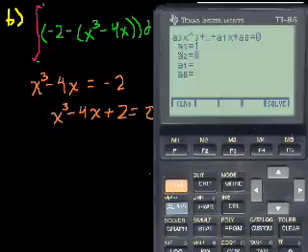Down. What's the coefficient on the x squared term? Well, there is no x squared term, right? So that coefficient is 0. Go down. What's the coefficient on the x term? It's -4, right? So -4. Go down again. And then the constant term, well, that's just going to be 2. And now we can just hit solve.